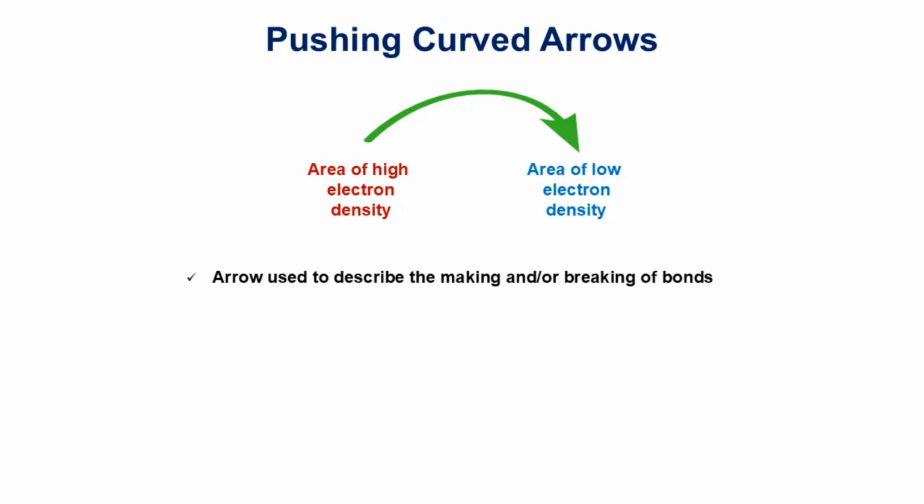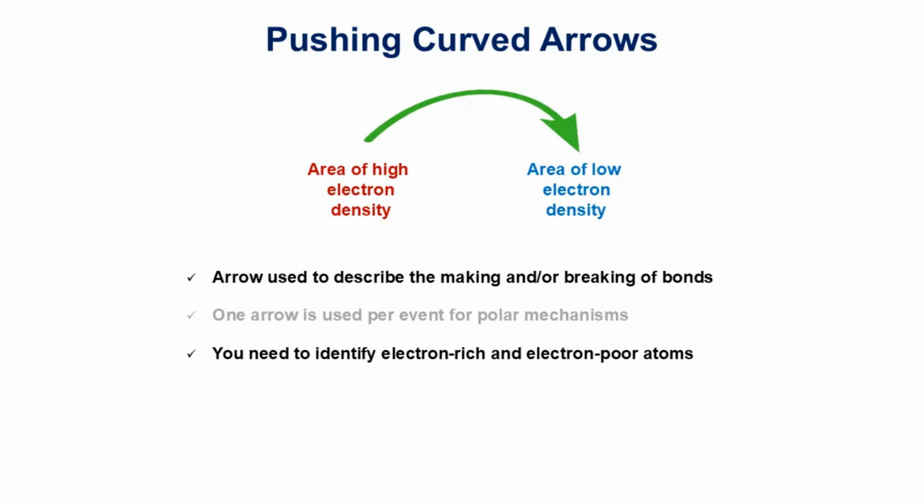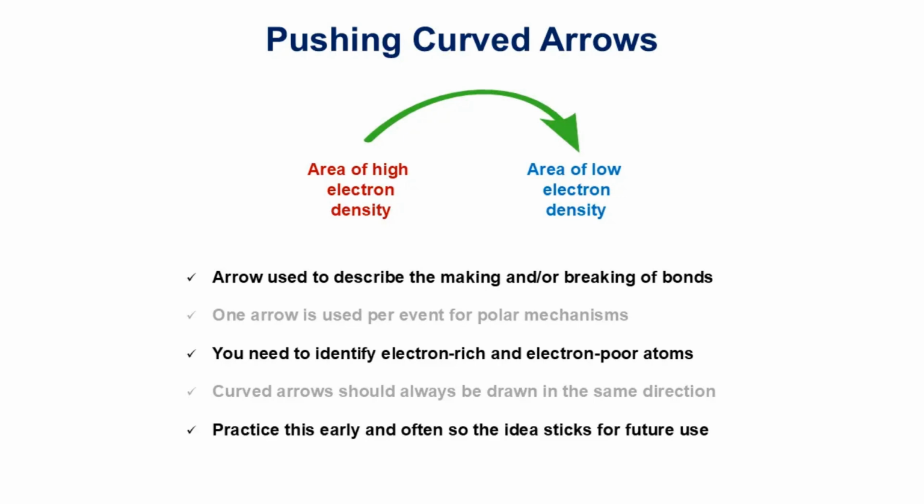Curved arrows are used to describe individual bond-making and bond-breaking events in chemical reactions. In polar mechanisms, one arrow will typically describe one bond being formed or broken. We use electronegativity values and the presence of lone pairs to identify electron-rich and poor areas. The arrows will always flow in the direction that electron density is transferred. The arrows show up in over 100 mechanisms in the undergraduate organic sequence, so getting comfortable with their use early is essential.